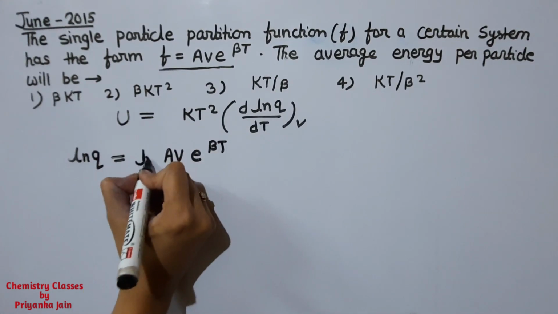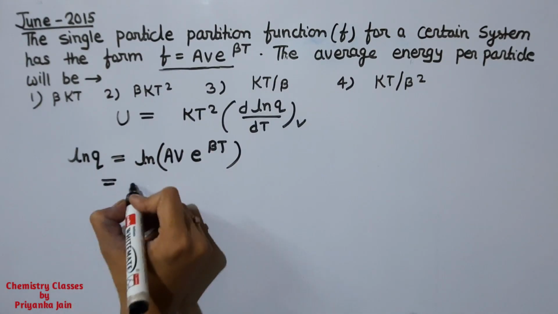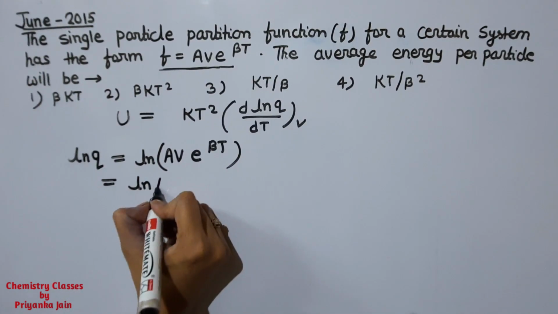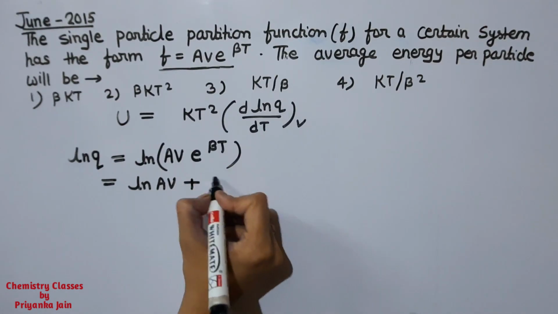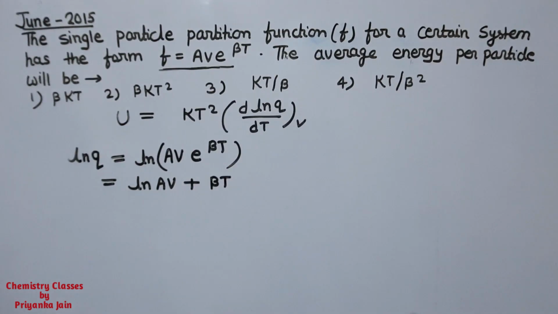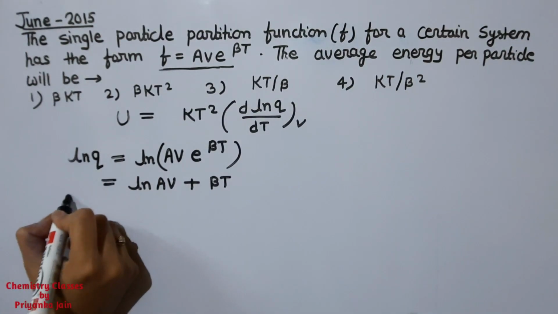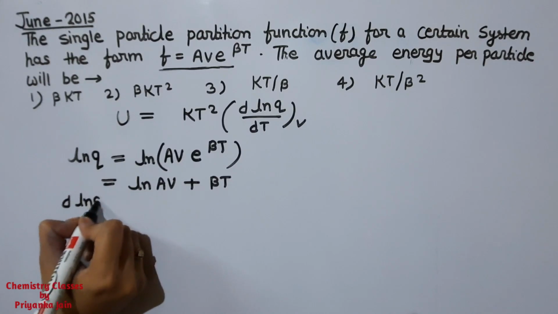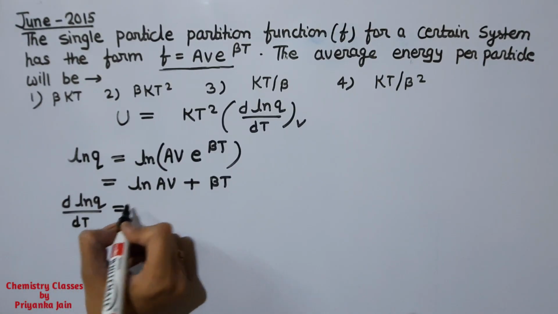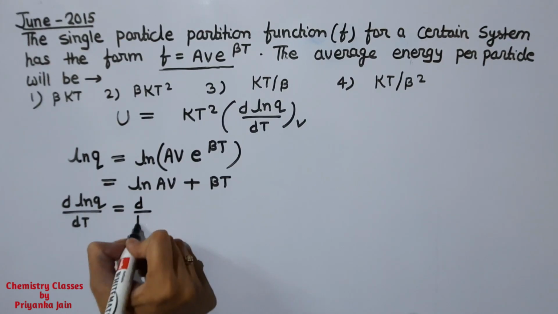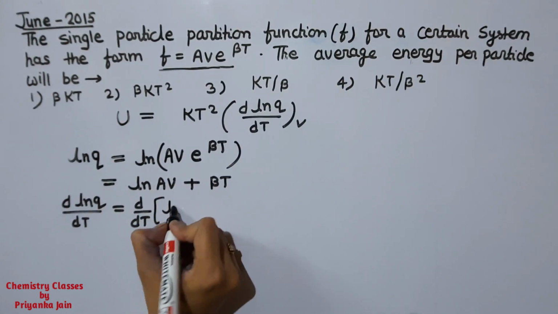For this, we have to take the logarithm of q. What is the value of q? Q means the partition function, and we are given q = AV exp(βt). So we have to take its logarithm, and when we take it, this will be equal to ln(AV) plus βt. Now we have to differentiate it with respect to temperature. It means d ln q by dT will be equal to d by dT of this expression, in this manner.